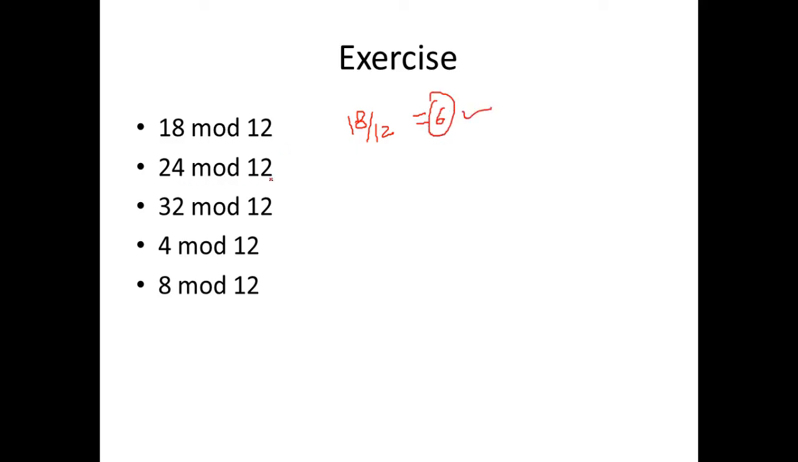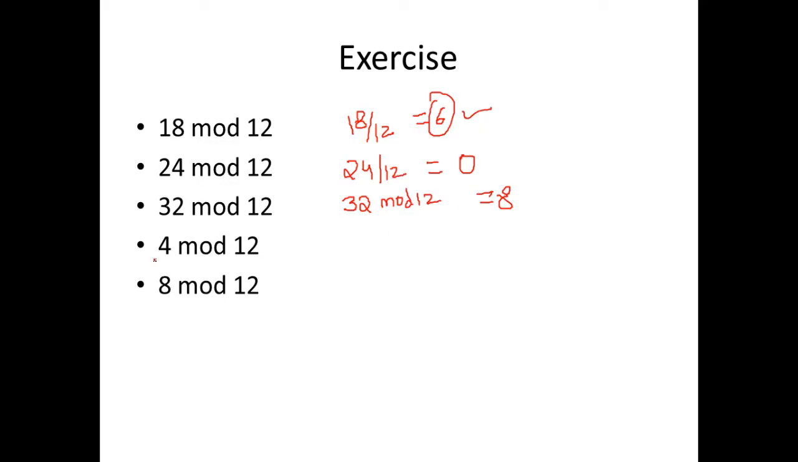What is 24 mod 12? So you divide 24 by 12. 12 into 2 is 24. The remainder is 0. What is 32 mod 12? 12 into 2 is 24. The remainder is 8.